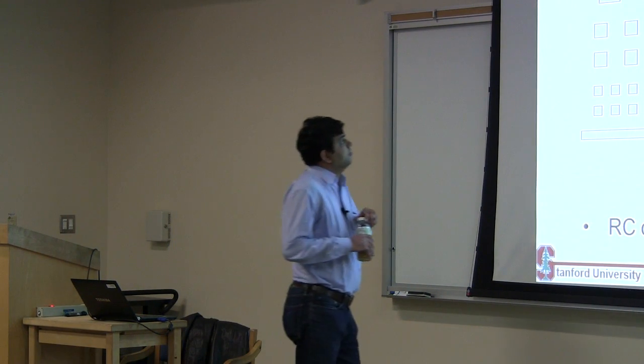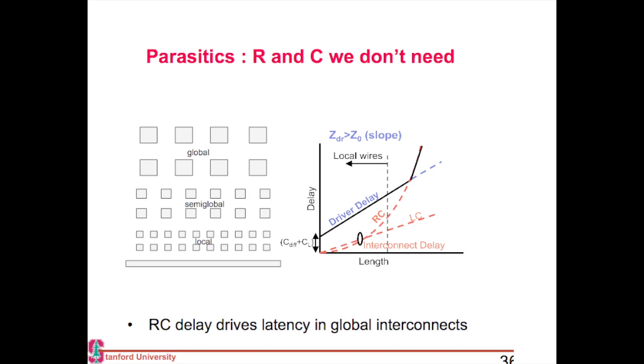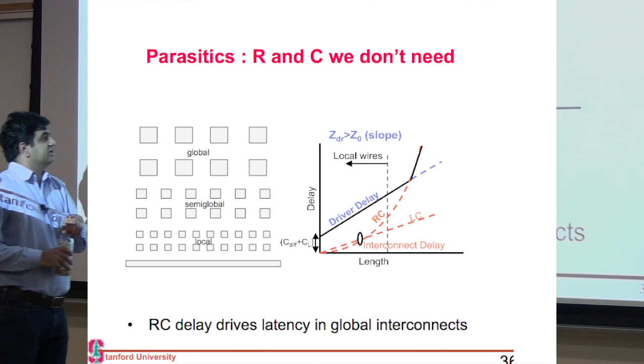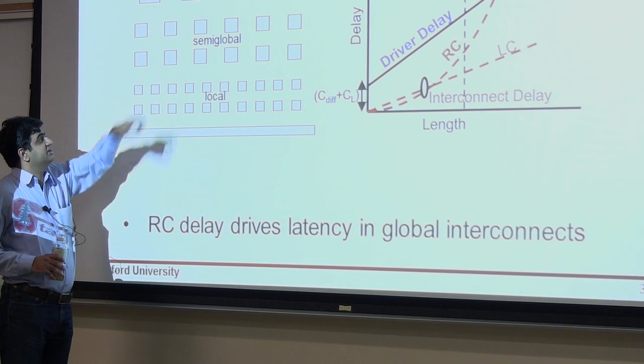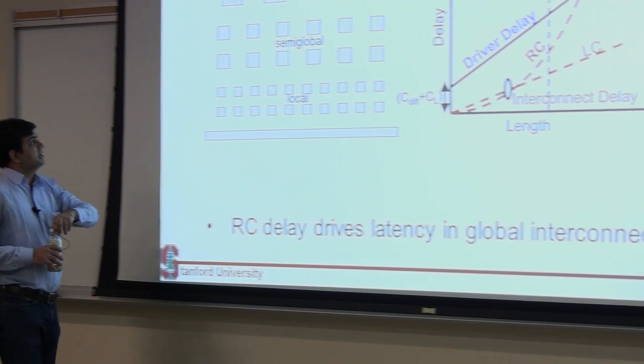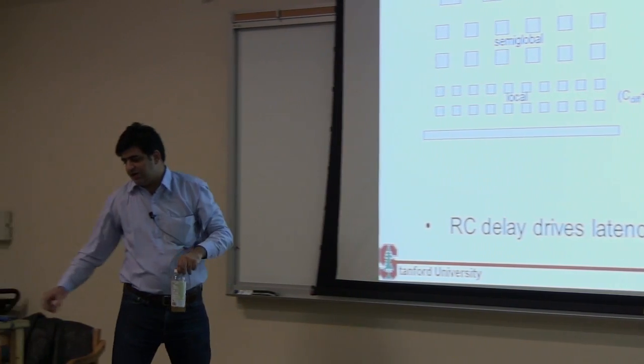So again, talking about parasitics, another place where parasitics come into play is when you have interconnects. And so there are these different levels of interconnect: local, semi-global or intermediate, and global. But for these global and semi-global interconnects, the most dominant delay is this RC delay, which is coming from the resistance of the line and its capacitive coupling with all these other electrodes.